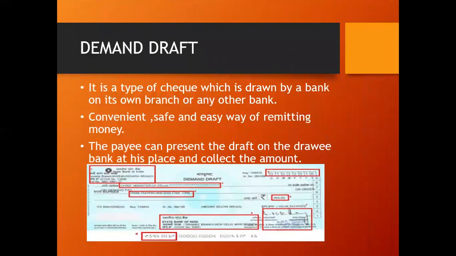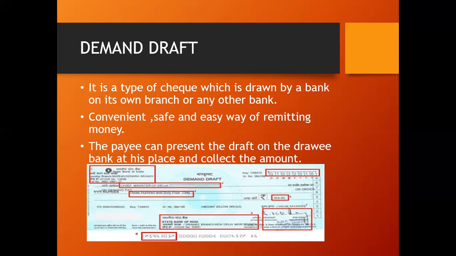So what exactly is a demand draft? It's a check which is drawn by a bank on its own branch or any other bank. So in this case, you are paying the bank that much money. Suppose I want to make a DD of 5,000 rupees. I will fill the DD slip or the form and give 5,000 rupees to the bank to issue me a DD. And of course, some charges are applicable. That depends on how much the bank charges me, 50 rupees, 100 rupees, right?